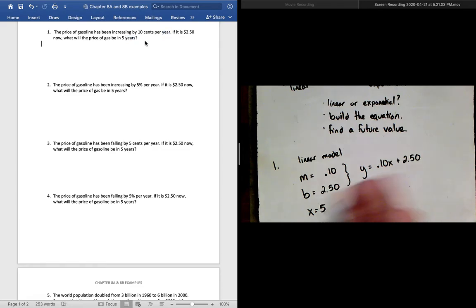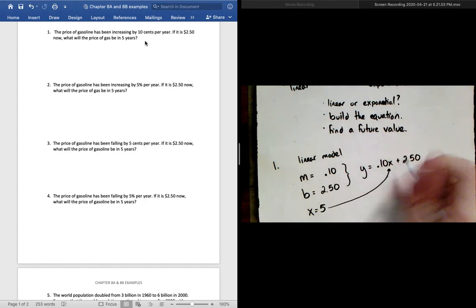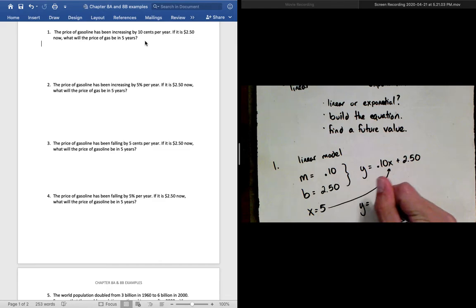So we're going to plug in x equals 5 in order to find our future value. We have y is equal to 0.10 times 5 plus 250. That's 50 cents. A 50-cent increase plus the 250 that it already was is going to tell us that in 5 years we can expect gas to be $3.